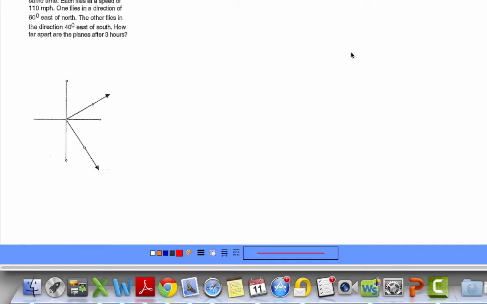Okay, problem number two. Two airplanes leave an airport at the same time. Each flies at a speed of 110 miles per hour. One flies in a direction 60 degrees east of north. First thing you gotta do is figure out what 60 degrees east of north looks like.